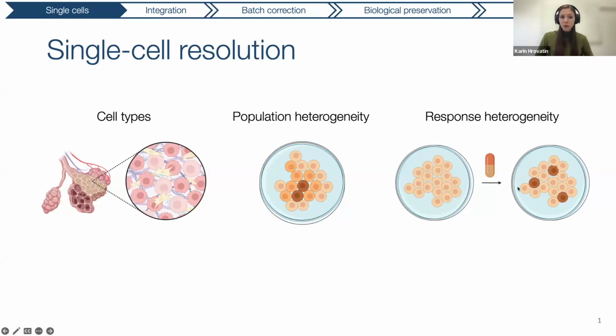Now, if we also go to drug response measurements, which many of you might be interested in, as we all know, drug response does not affect all the cells equally, even if it's a homogeneous population. There might still be cells that by chance respond and some that do not respond. Therefore, again, the measurements on the single cell level are key. So as you can see, having the single cell resolution on hand is key for many important biological questions.